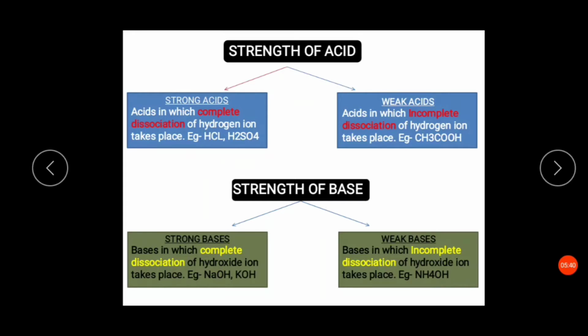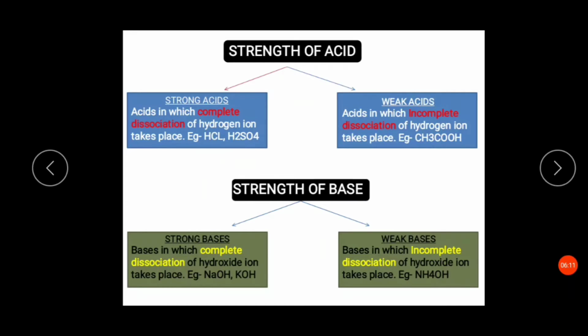Strength of base. According to the strength of base, they are also divided into strong base and weak base. Strong bases are those in which complete dissociation of hydroxide ion takes place, like in NaOH and KOH. Here is also the same thing. All the molecules of NaOH will dissociate and form OH minus ion. So it is complete dissociation. Therefore it is categorized as strong bases.